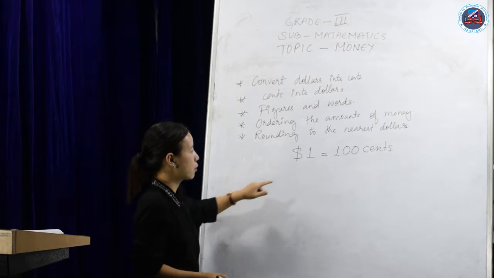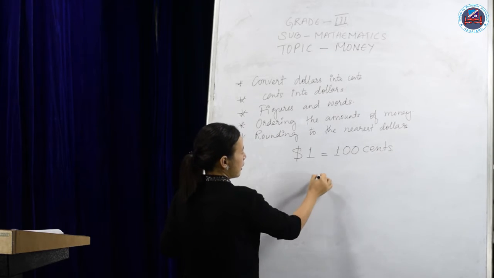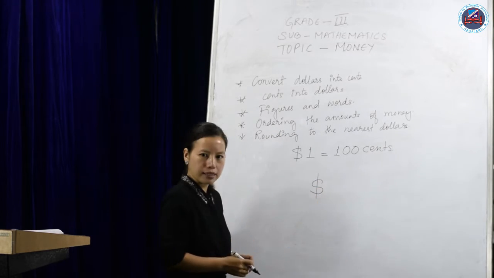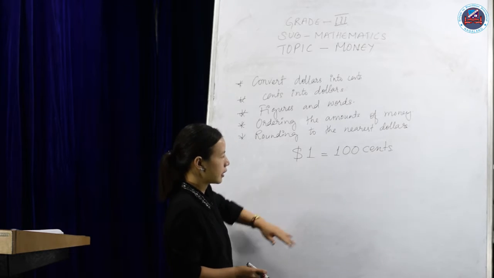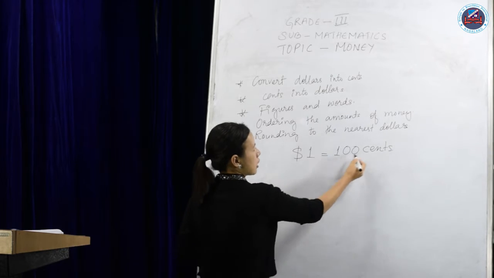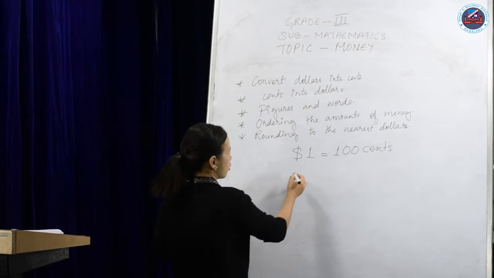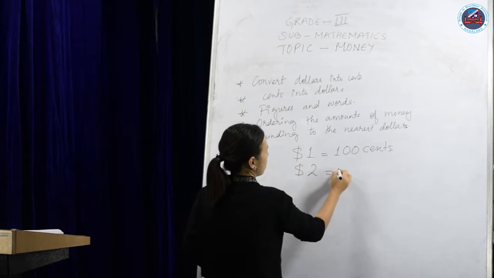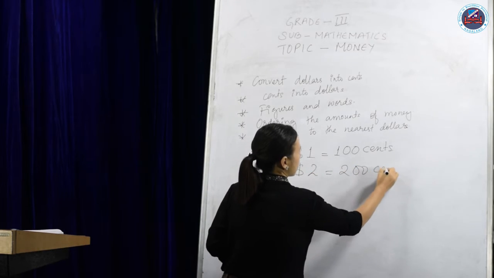And for the dollar sign we write an S, and then we draw a line through the S. So that's the dollar sign. So $1 is equal to 100 cents. So $2 will be equal to 200 cents.